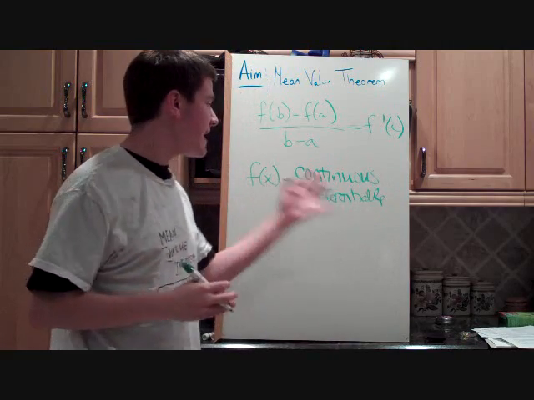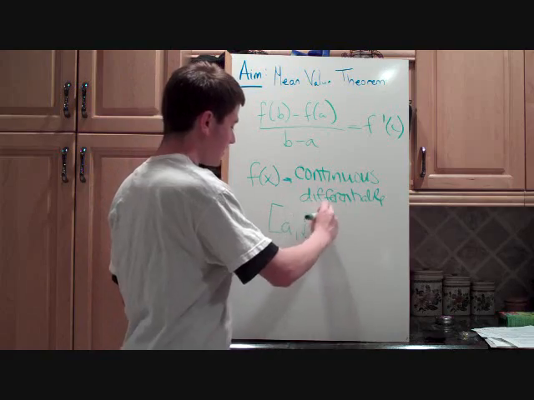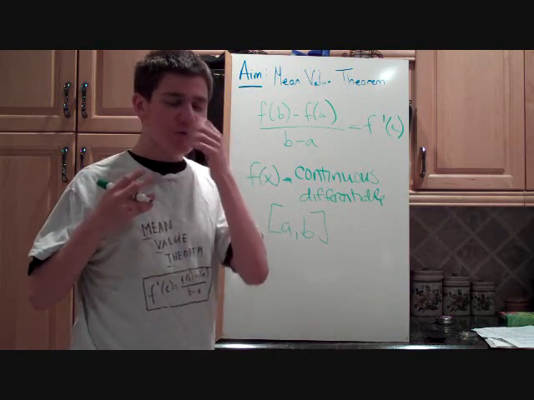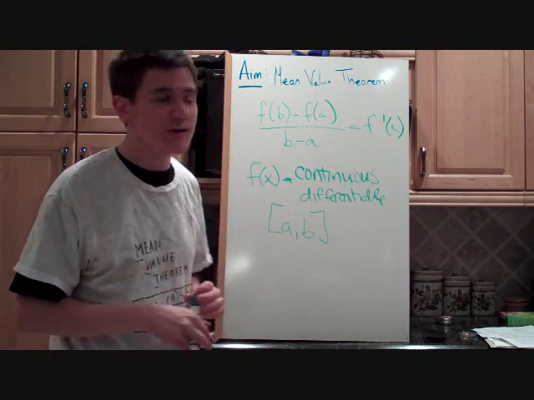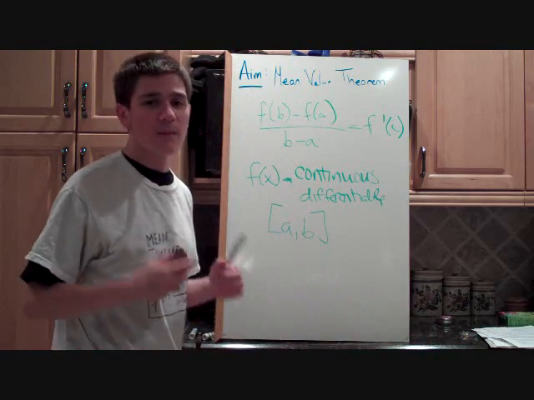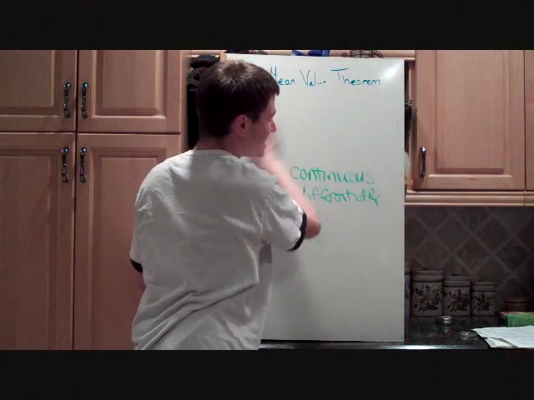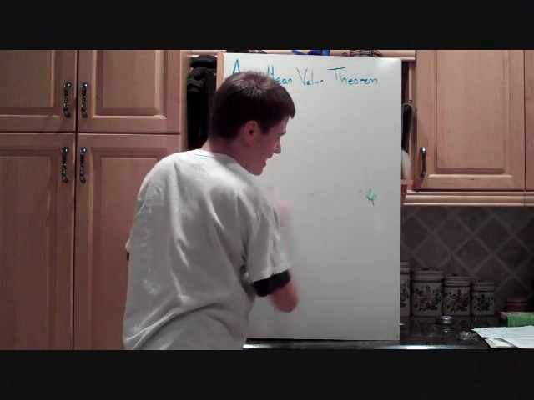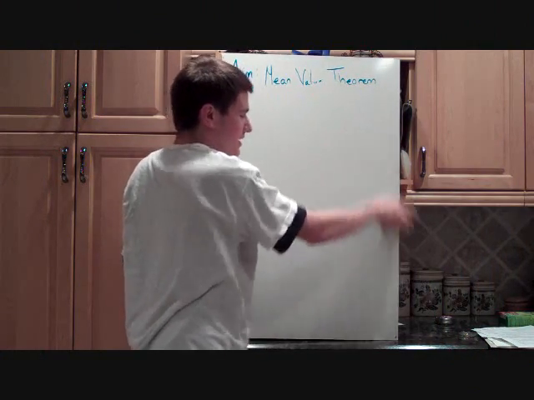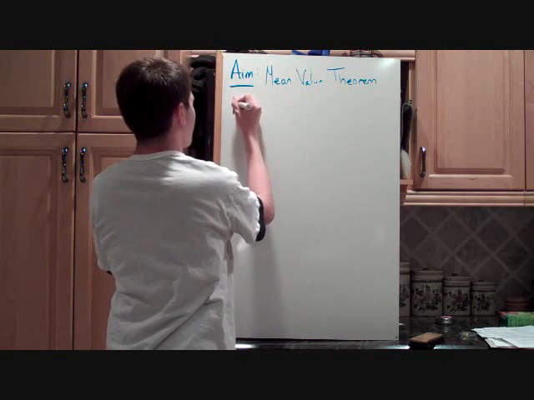If your function does not meet both of these conditions over a given interval, a to b, then you cannot use the mean value theorem. So, let's take a look at an example of how we're going to apply the mean value theorem. This is going to be example number 1. Everyone paying attention, taking notes? Good.